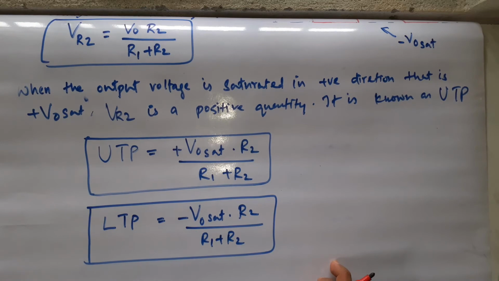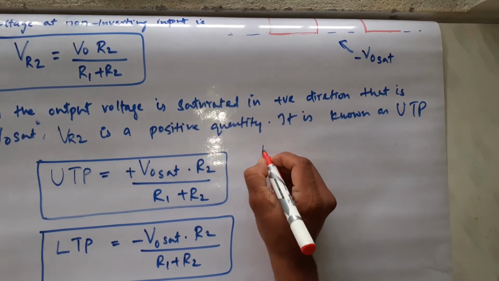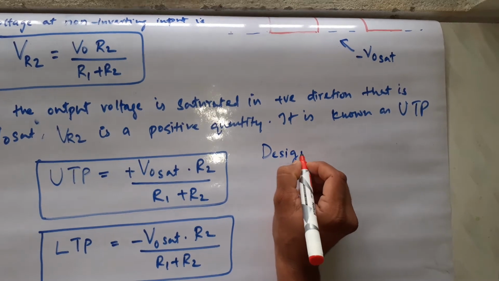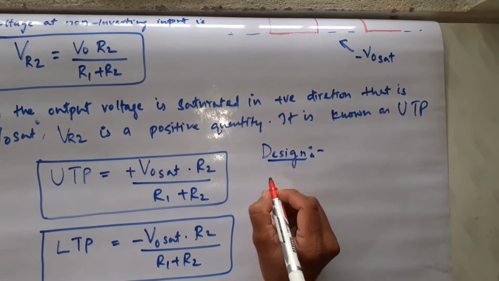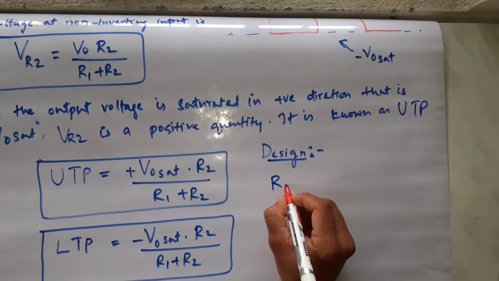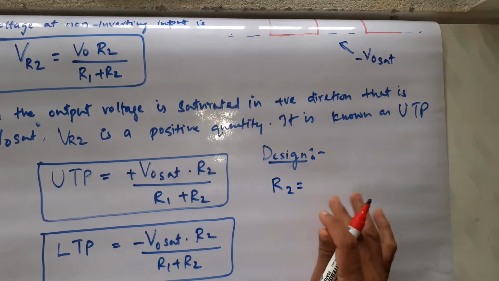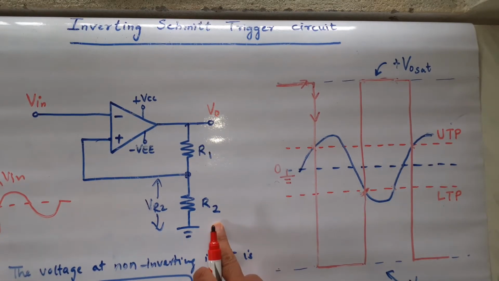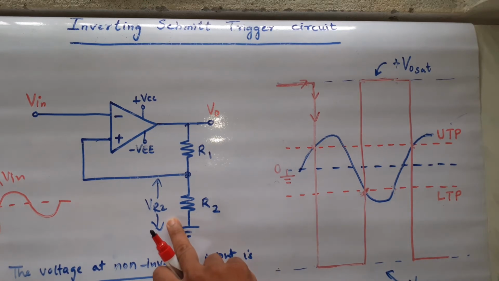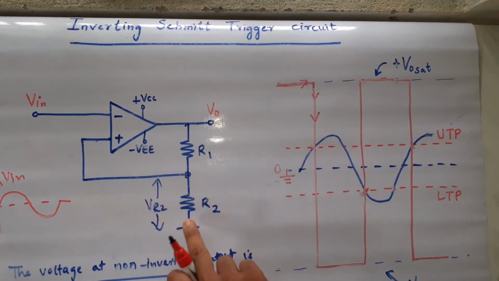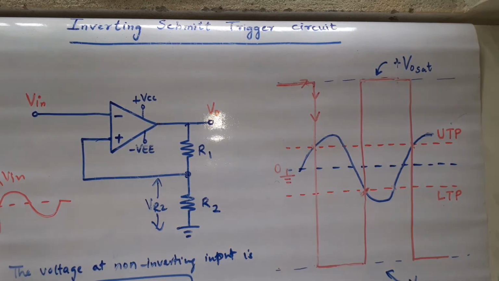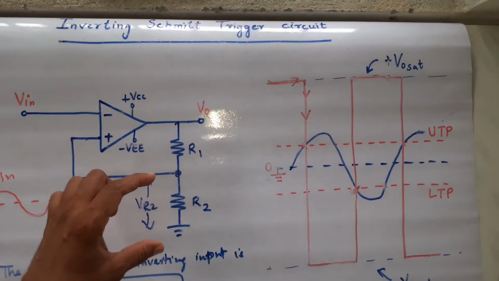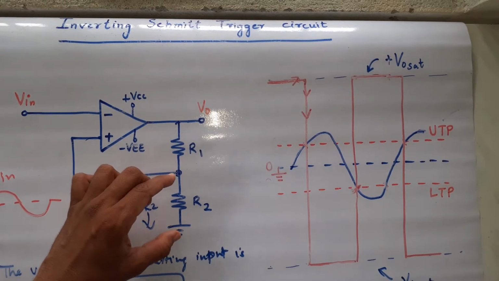Now, let me write design for this. How will you get resistance R2? Just see the circuit. Resistance R2, how will you get? The voltage across this is VR2, right? The voltage across this is VR2. This VR2 is also called as trigger voltage. What VR2 is also called as? UTP and LTP, right? This voltage is also called as UTP and LTP.